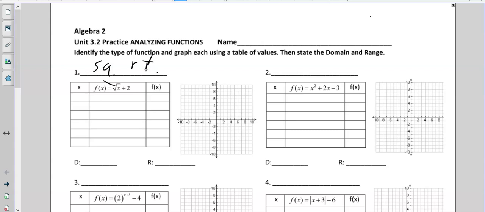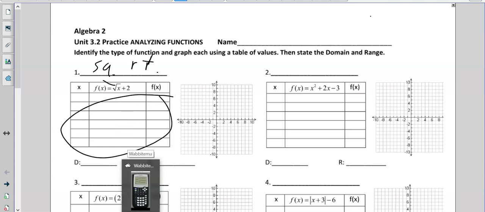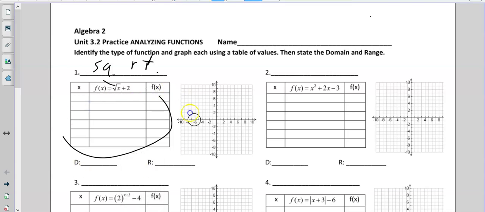Now I don't need you to fill all this out. Or at least, sorry, I meant to circle just the middle part. It's a good idea to write down your points, but you don't need to fill this out. You don't need to show the work because I want you to use the calculator.